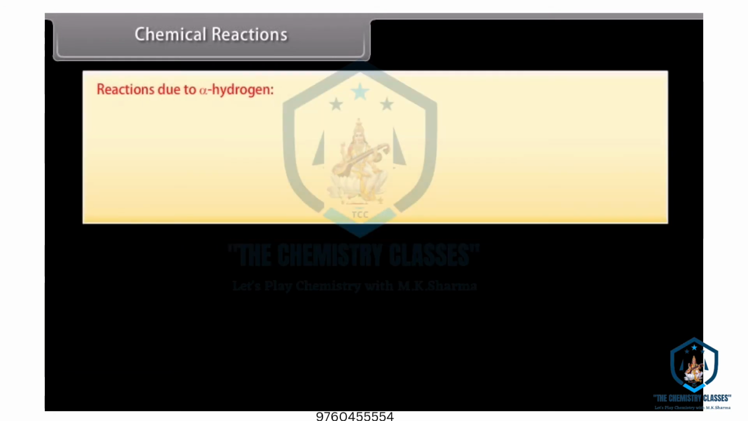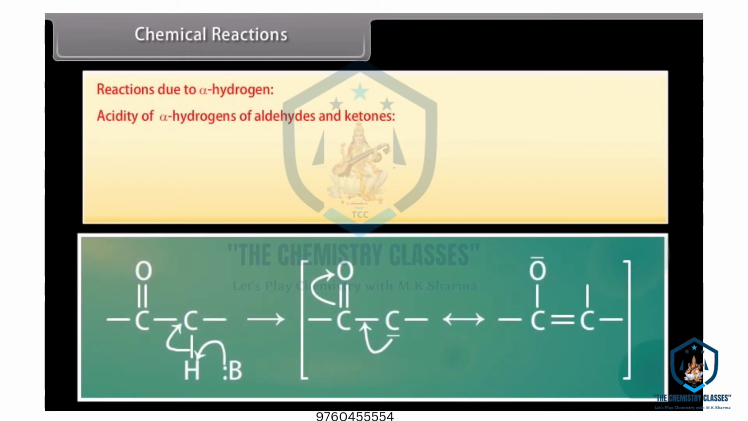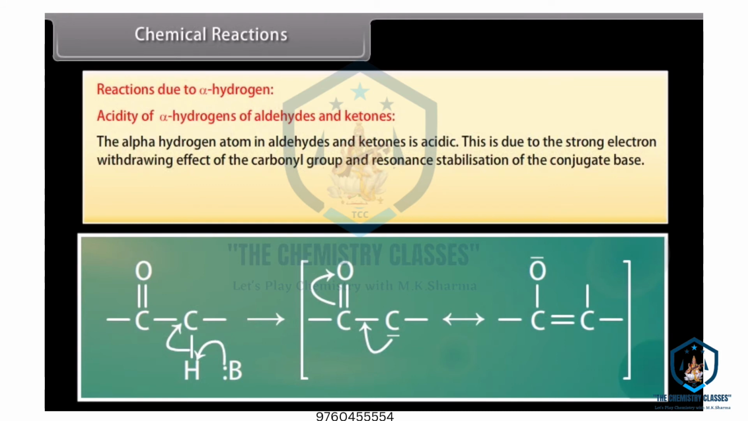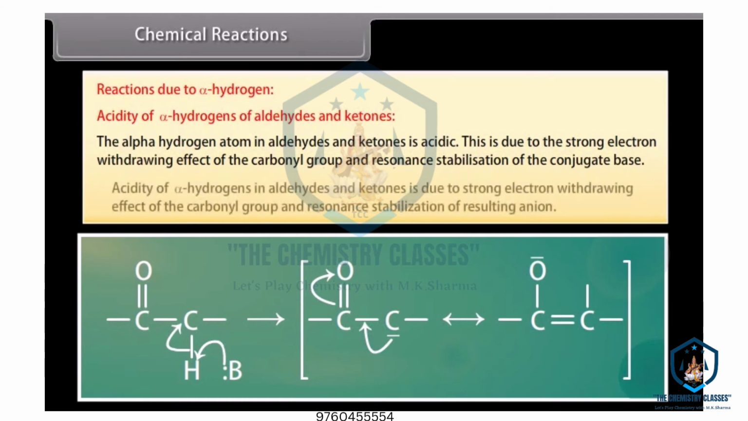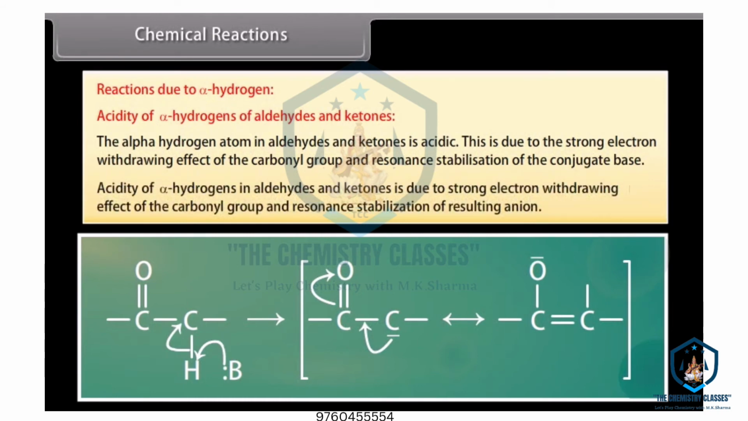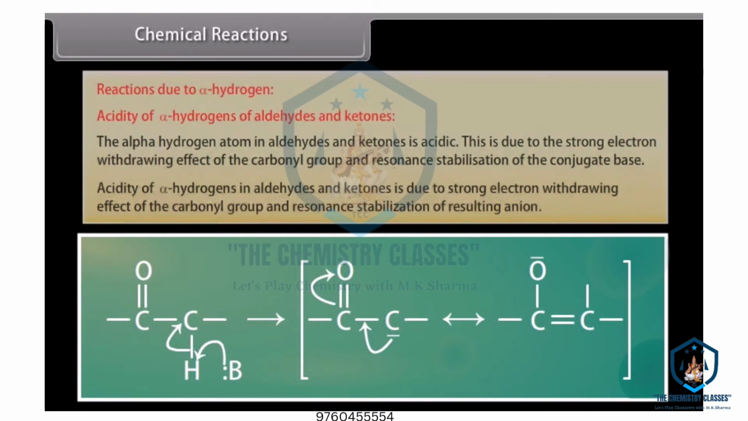Chemical reactions. Reactions due to alpha hydrogen. Acidity of alpha hydrogens of aldehydes and ketones. The alpha hydrogen atom in aldehydes and ketones is acidic. This is due to the strong electron withdrawing effect of the carbonyl group and resonance stabilization of the conjugate base.